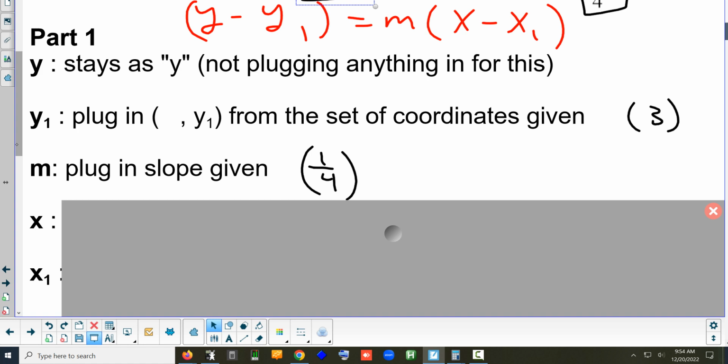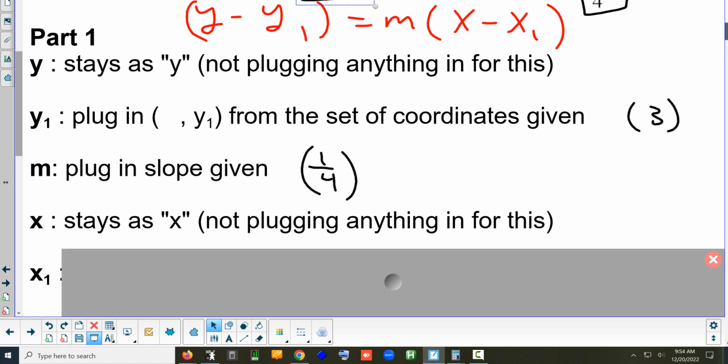All right, now x is just like the first one. It's just like y. X is going to stay the same. The x stays as an x. You will never plug anything in for x. But there's still one more thing we have to fill in. And that's the x1.